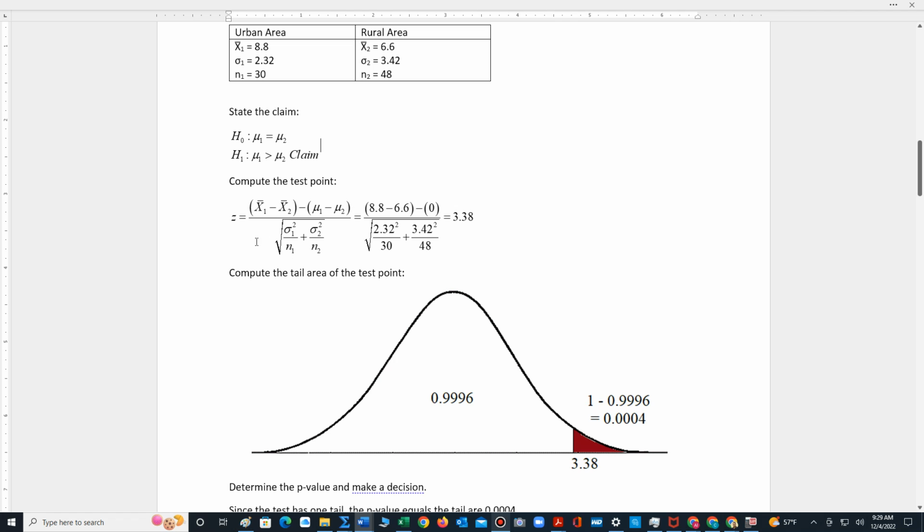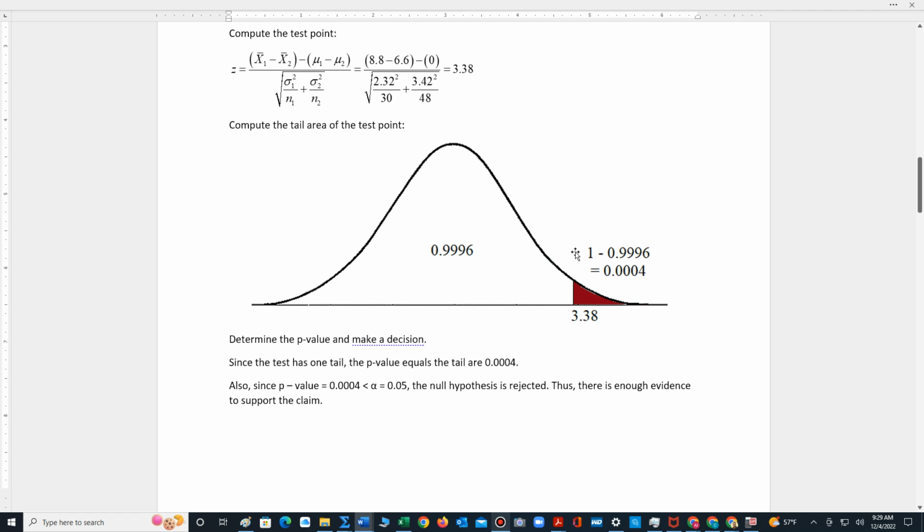We calculate the test point z. So we have the difference in the sample means, 8.8 minus 6.6, minus the difference in the population means. Since under H naught they're equal, we set them equal to 0. Divided by the square root of 2.32 squared over 30 plus 3.42 squared over 48. When we calculate this using a calculator or Excel, we end up with 3.38.